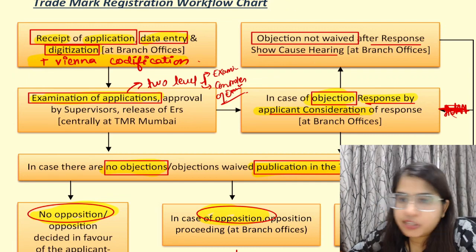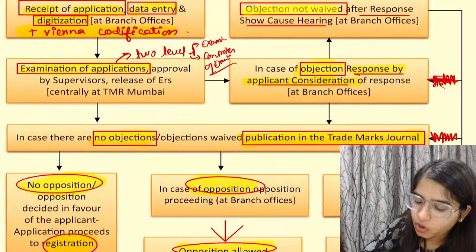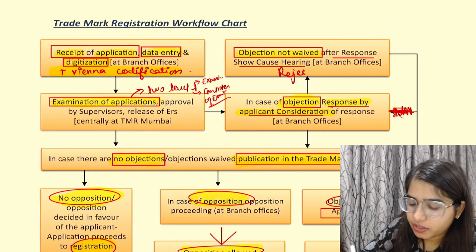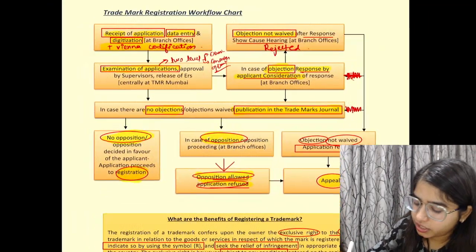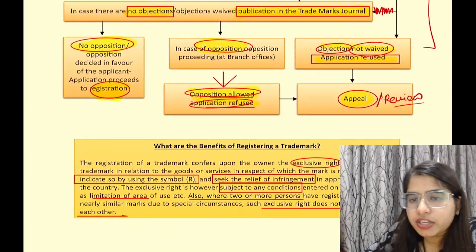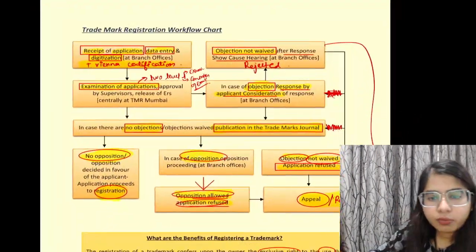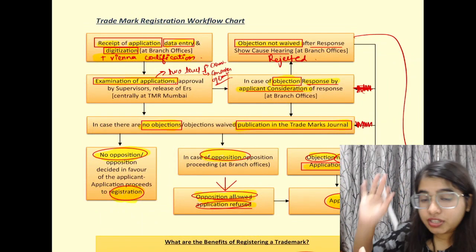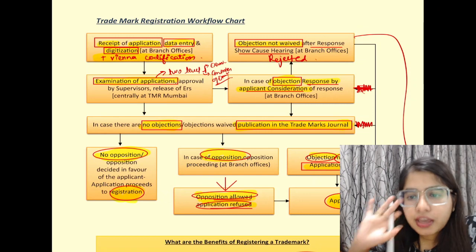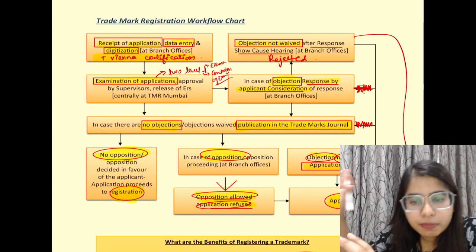And even if they are not satisfied with your response, in that case, if the objection is not waived off, your application will be rejected. And if your application is rejected, you have an option to file an appeal or review. So I hope that you are clear with this picture, because this process, by stretching it, they have given in 3 pages.